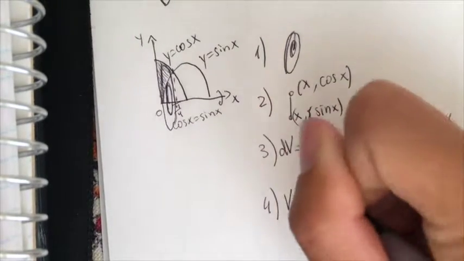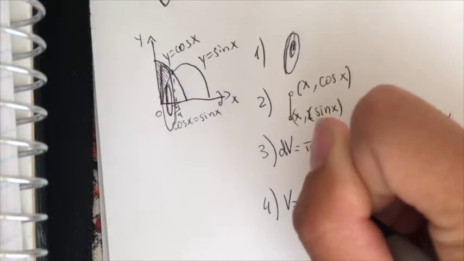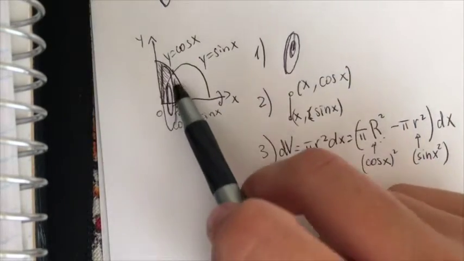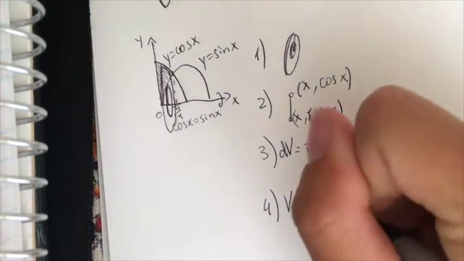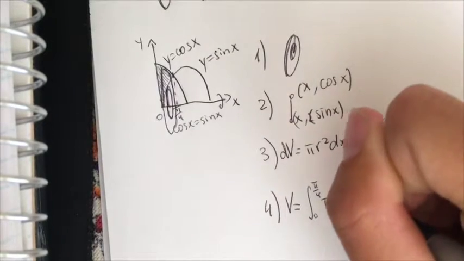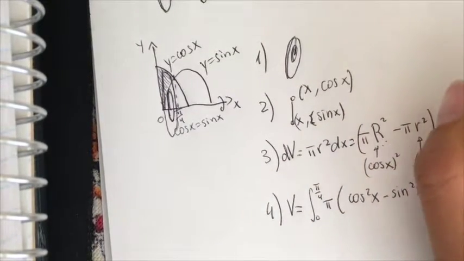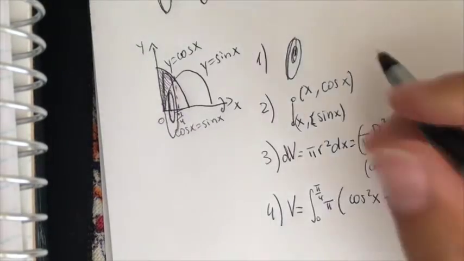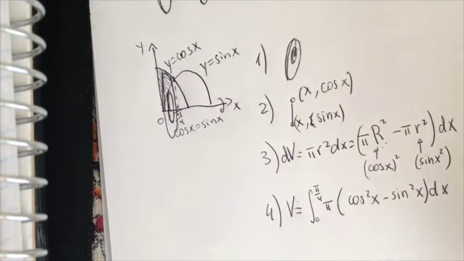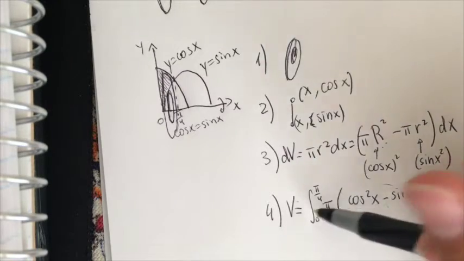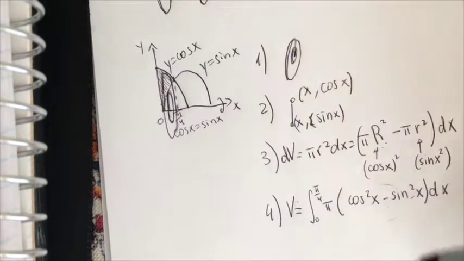Our volume is equal to the integral from 0 to pi over 4, as we already found the intersection point, of pi times cosine squared x minus sine squared x dx. And again, we can take pi outside since it's a constant, and solve for cosine squared minus sine squared, separate into two integrals, and solve from there with a double angle formula like we learned in chapter 5.